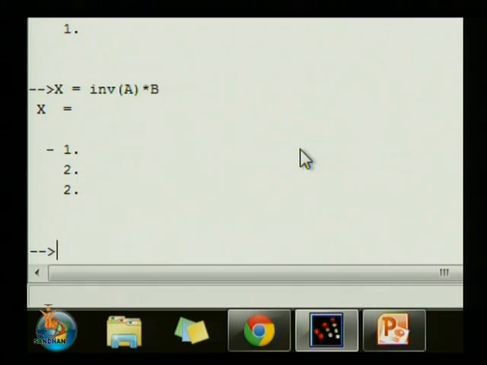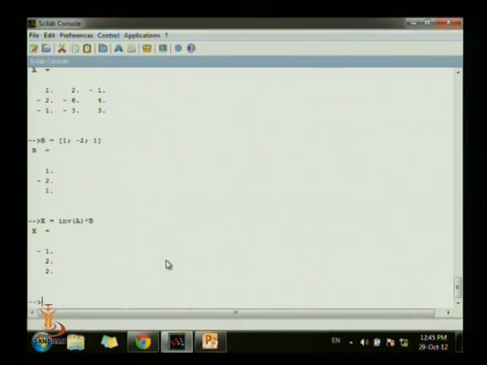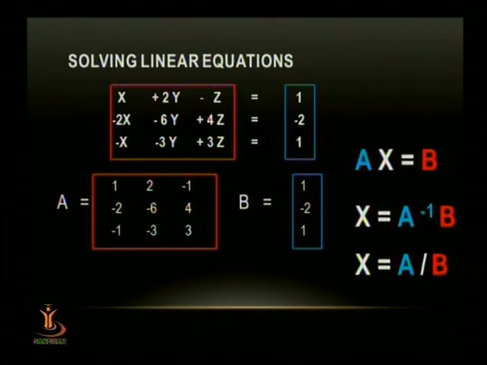Okay, and I hit enter. I have my matrix X as -1, 2, 2. That means in my linear equation, I'll go back to my linear equation. I have to switch between windows. What I have: X equals -1, Y equals 2, and Z equals 2, just in 3 different steps. My linear equation is solved. Now this is not just for 3 cross 3, matrix A can be 4 cross 4, matrix A can be 10 cross 10, and Scilab will do it for you.